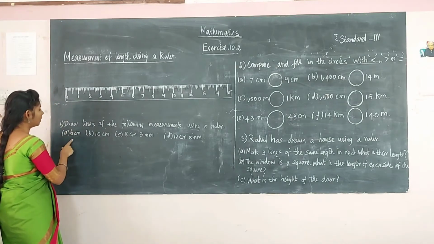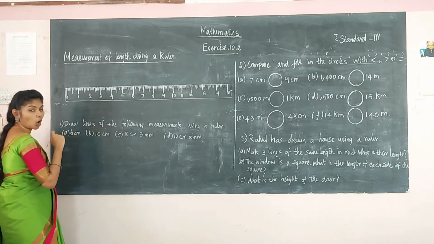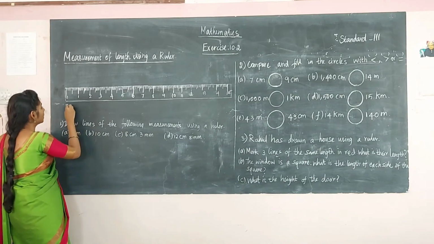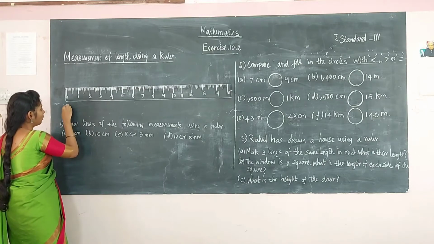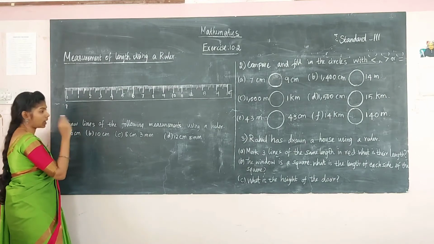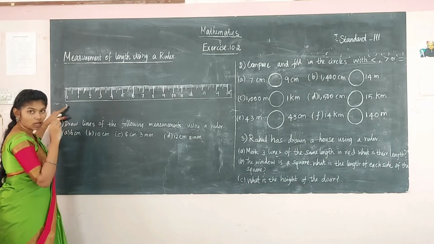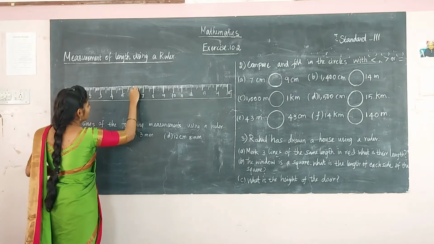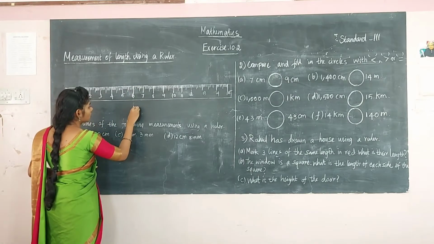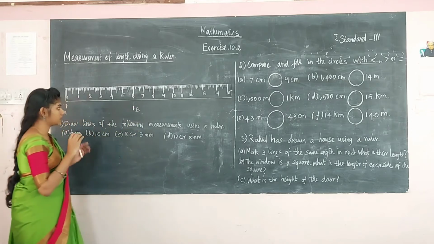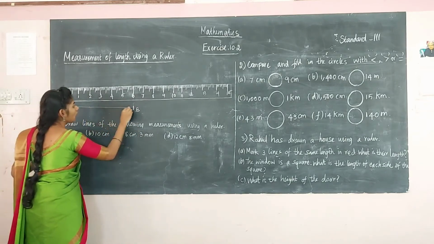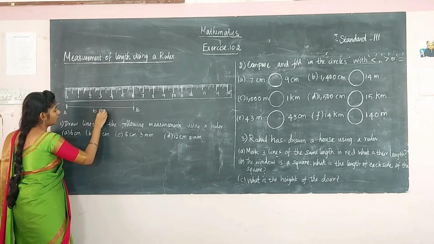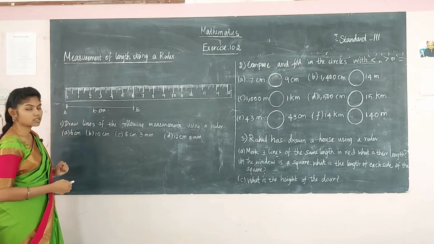And next see here, we have to draw a line with the measurement 6 centimeter. How will the line be? You have to start from 0. Keep the scale there. This is the 0 marking. Start from there. Keep this as point A, and here it will be B. So this is a measurement of 6 centimeter. From here to here you have to draw a line, and below that write 6 centimeter. So this is the measurement for 6 centimeter.